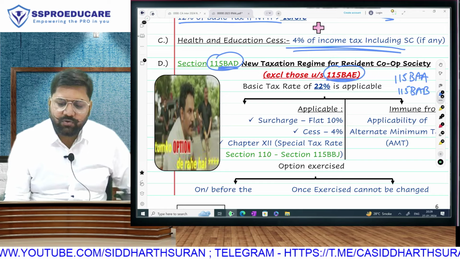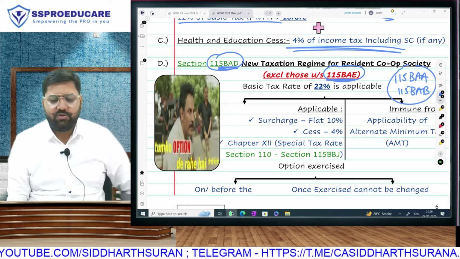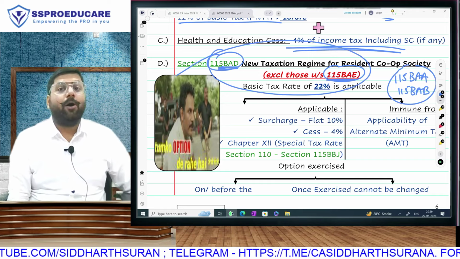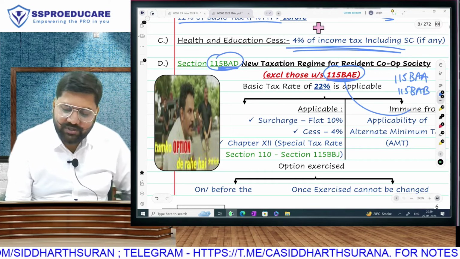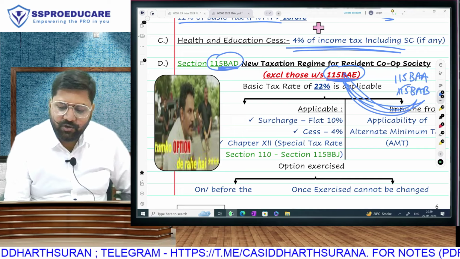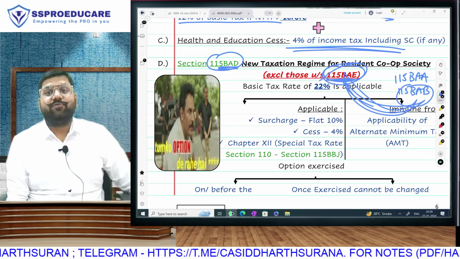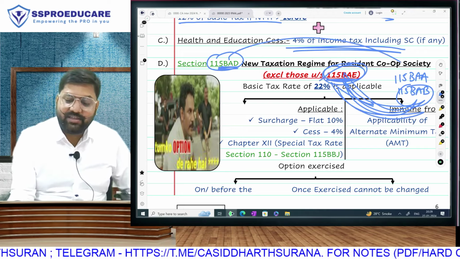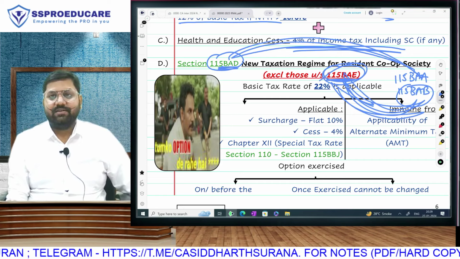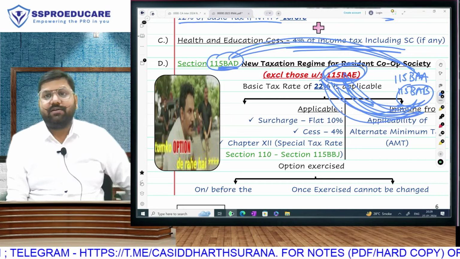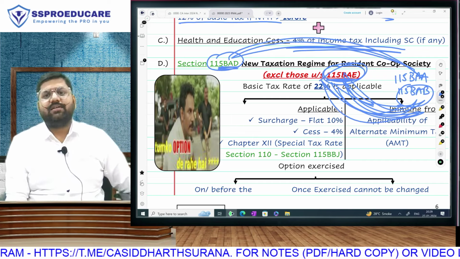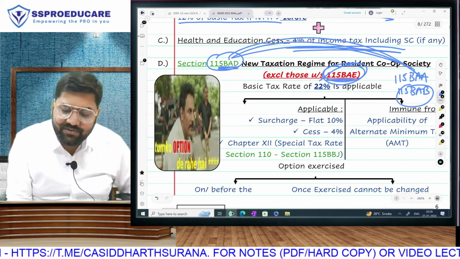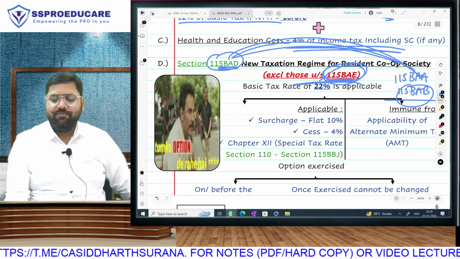Sir, students tend to think that these two are for companies, so they are similar, and these two are for cooperative society, so they are similar. But to be very honest, these two sections have more similarities. New manufacturing company, new manufacturing cooperative society. Their rates are same. In fact, these two sections have same rates. All the conditions applicable here are same. The disqualified businesses, the other conditions, etc. Everything is same. BAE is introduced only on the lines of BAB.